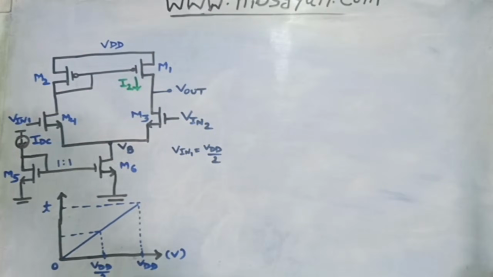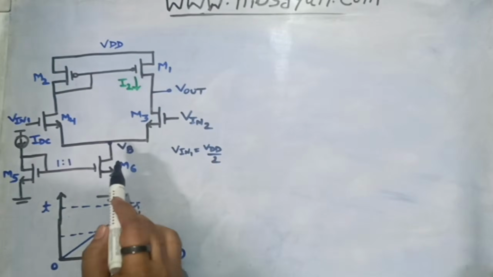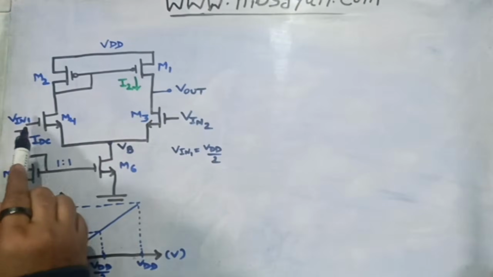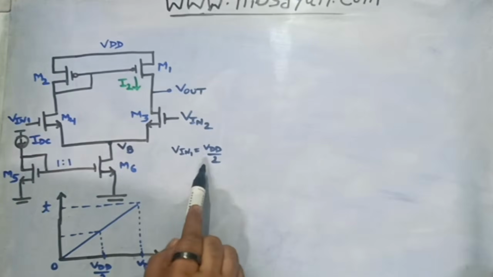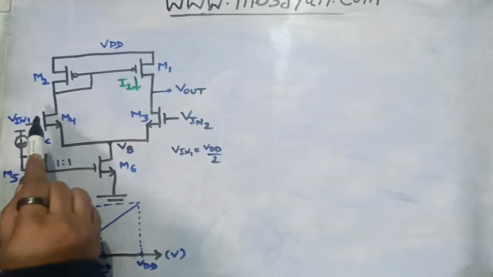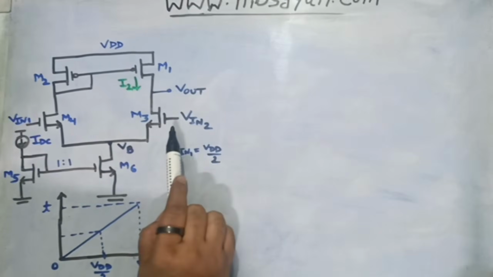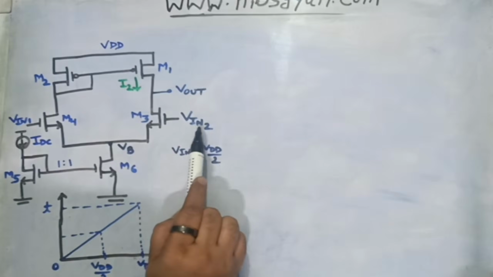So in today's video, we have been given one question which is based on the differential amplifier. You can see here one differential amplifier is drawn. In this question, it is given that the input Vin1 for this MOS M4 is equal to VDD by 2. That means this input is constant for this differential amplifier, whereas the other input of this differential amplifier, which is denoted by Vin2, is a time varying input.